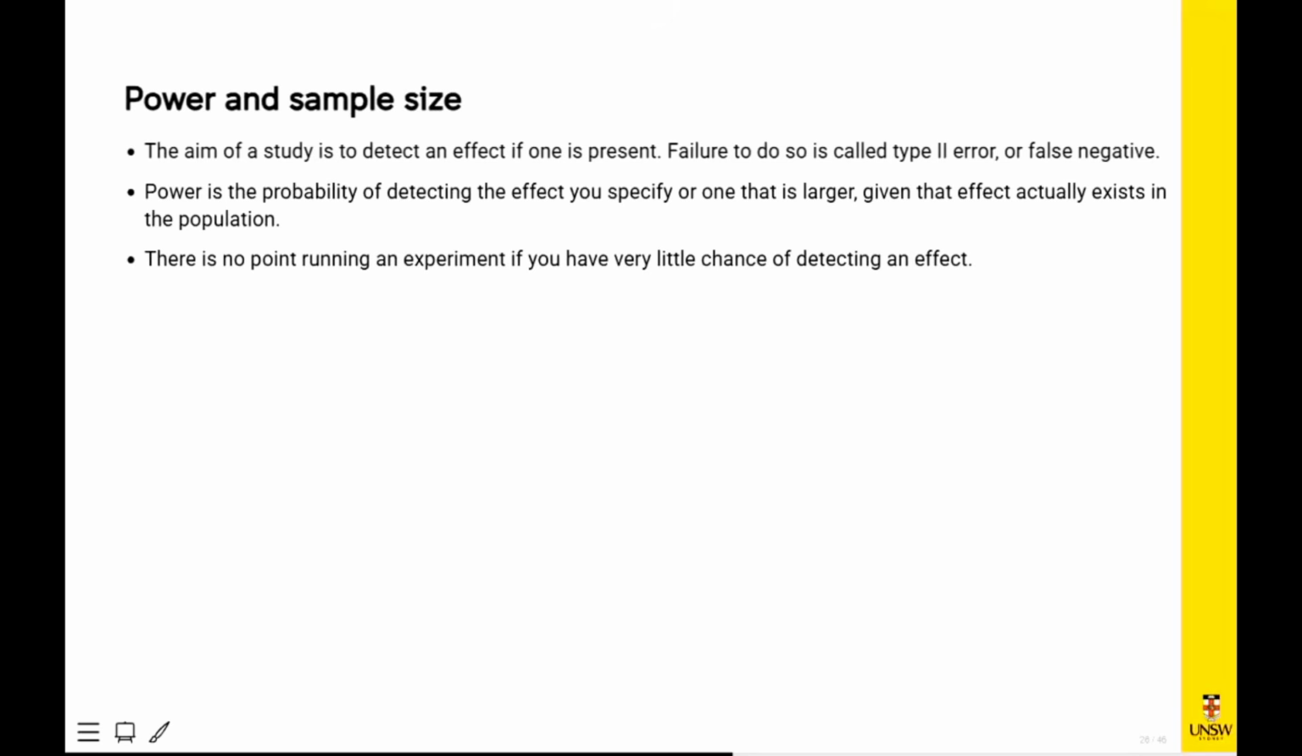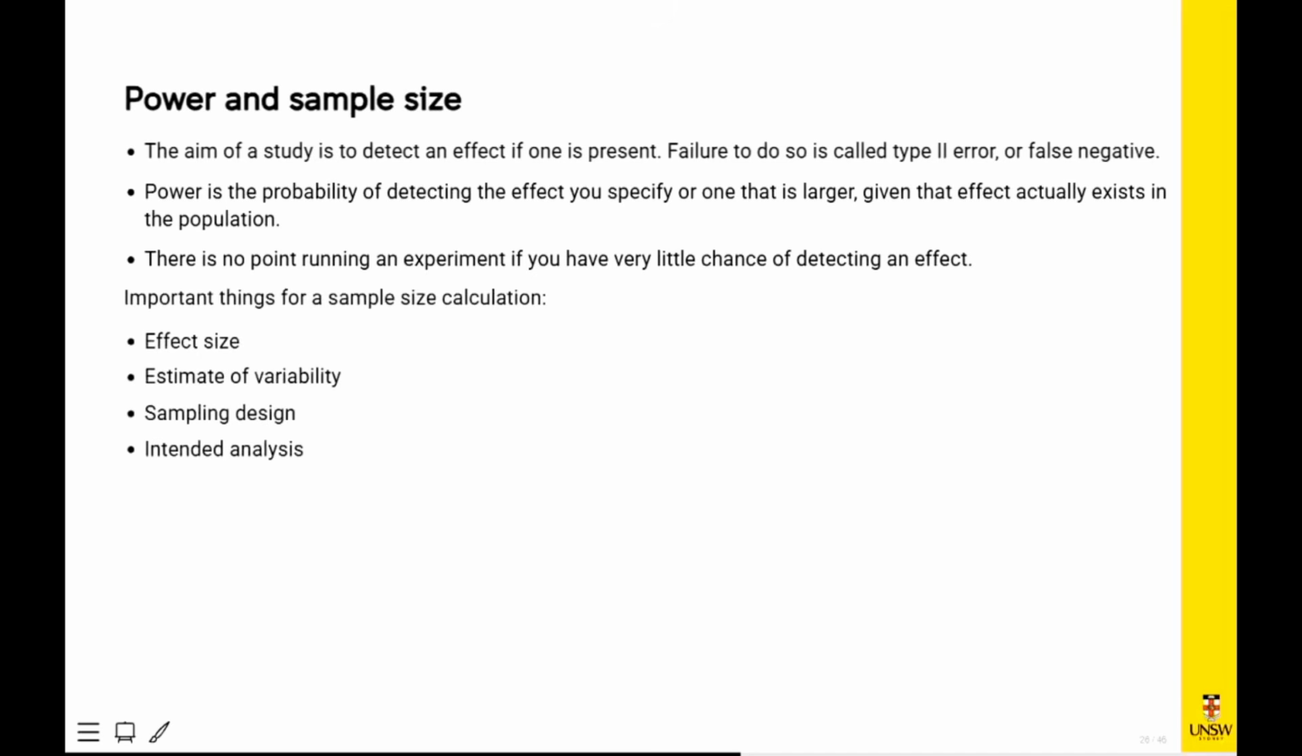And there is no point in running an experiment or a study if you have very little probability of detecting that effect. So you might have a really great research question, but if you do not design your study well, or you don't recruit enough people, your power is going to be very low. You'll have a very low probability of detecting an effect that actually does exist. So you will have wasted lots of time and resources, and you don't want to do that.